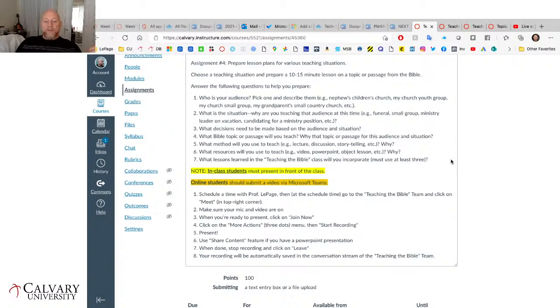Then you'll click on the Meet button in the top right-hand corner. Make sure that your mic and video are on. And when you're ready to present, you just click on Join Now. Then, this is really important, you have to click on the More Actions menu, which is the three dots, and then click on Start Recording, and then do your presentation. If you want to use a PowerPoint, you use the Share Content feature. When you're done, you stop the recording and click Leave, and that's all you have to do.